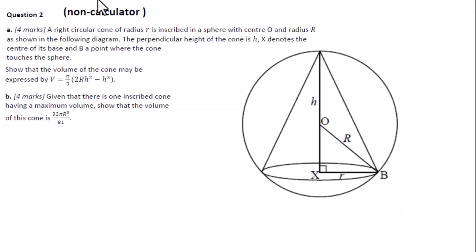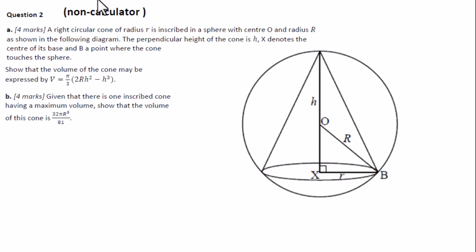Let's go to question 2. A right circular cone of radius r is inscribed in a sphere with a center O and radius capital R, as shown in the following diagram. The perpendicular height of the cone is h. X denotes the center of its base, and B a point where the cone touches the sphere.